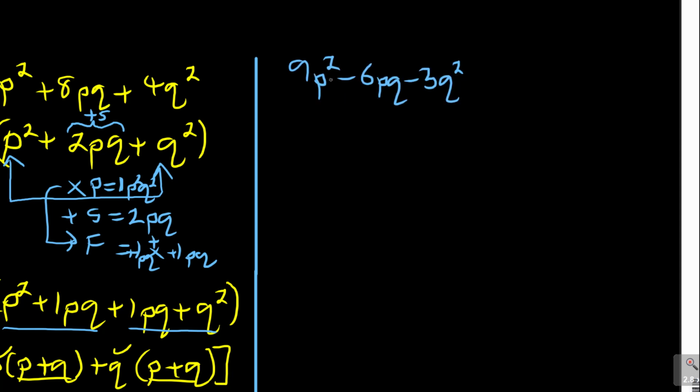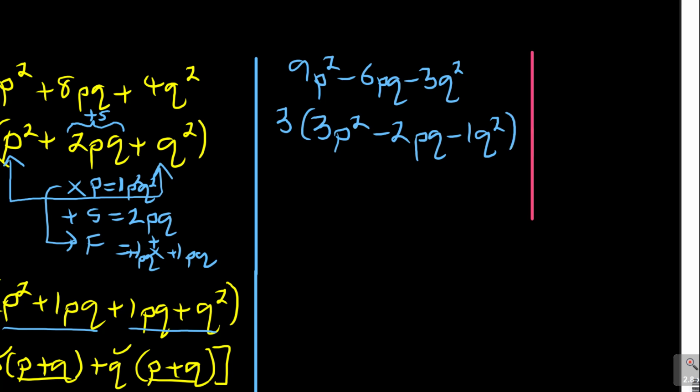So what do we do here? Again, 9, 6 and 3. You can see that 3 is common. 3 into 9 is 3p squared. 3 into 6 is minus 2pq. 3 into 3 is minus 1q squared. Don't let this confuse you in terms of looking into that. I'm doing that so that I don't need to divide. Let me not divide this line this time. But I think I can, just to get a bit of space for the other ones.